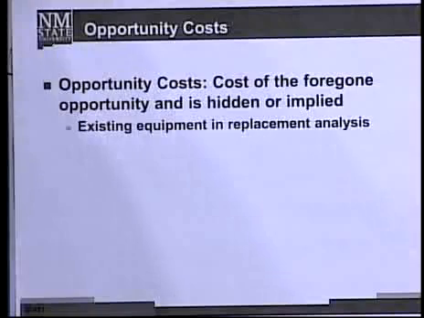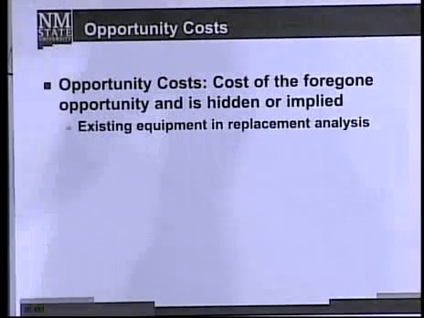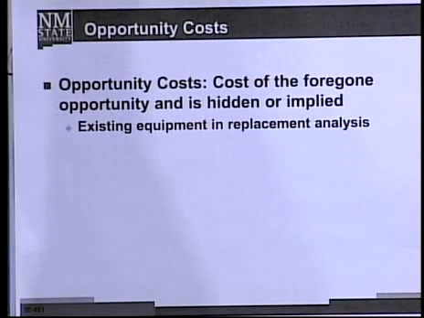What about opportunity cost? Opportunity cost may be considered a cost of the foregone opportunity. That is, this cost involves the benefit that is foregone when you choose to use a resource in one activity instead of another.